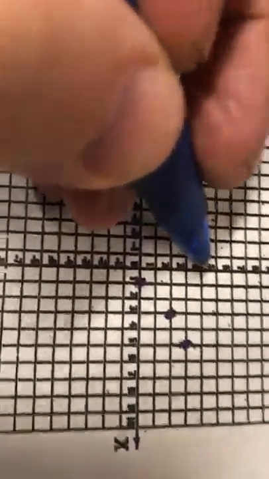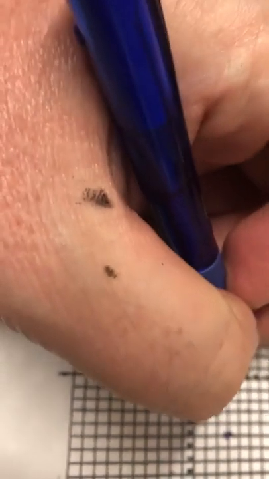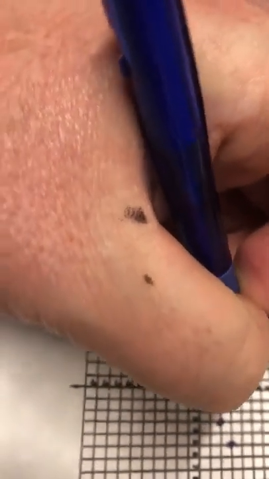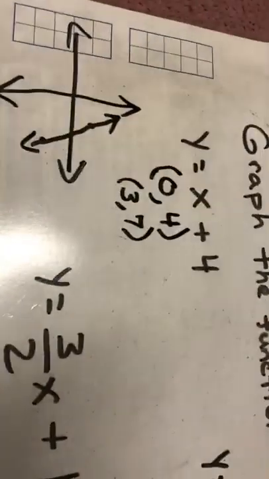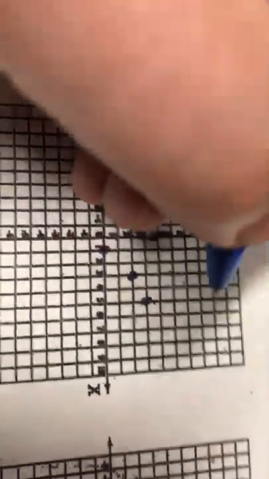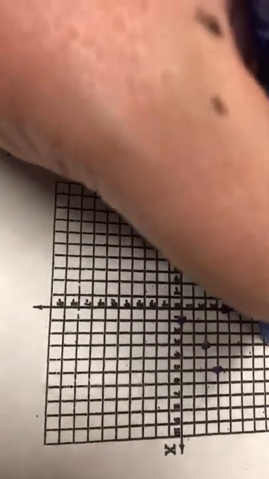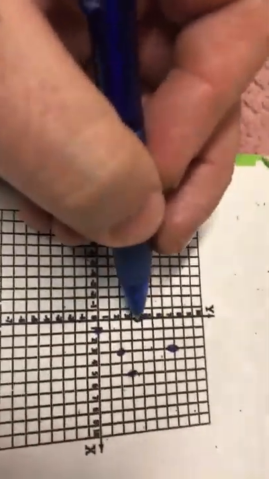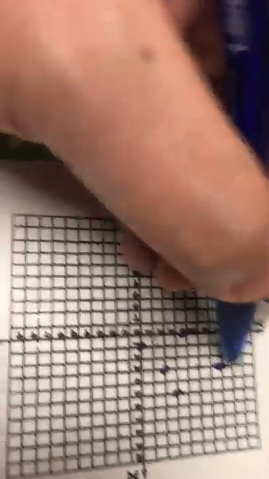Well, let's go to our graph. All right, here we have our graph, 0, 4. So when x is 0, y is 4. And I'm going to go ahead and I have that point right there. All right. Then my other point is 3, 7. When x is 3, y is 7. So I'm going to come over here to my graph. Here's 3. I'm going to go all the way up to 7. And so I have 0, 4 right there, 3, 7 right here.